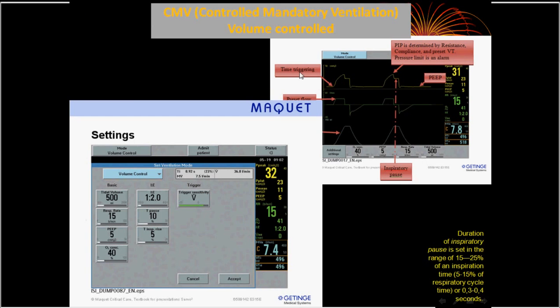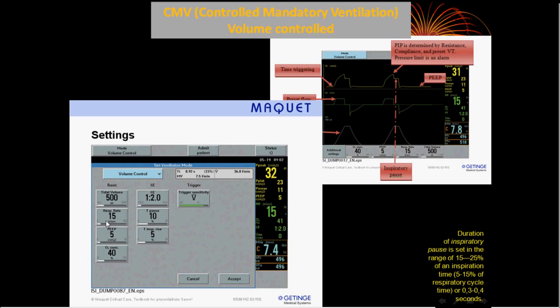Look at this. This is volume control. So in volume control, you have to set the tidal volume. The tidal volume, as I have mentioned, is 5 to 6 ml per kilogram body weight in order to guard against volutrauma. This is the I:E ratio, 1 to 2, or you can set the inspiratory time, or set the flow at 60 liters per minute, something like that.